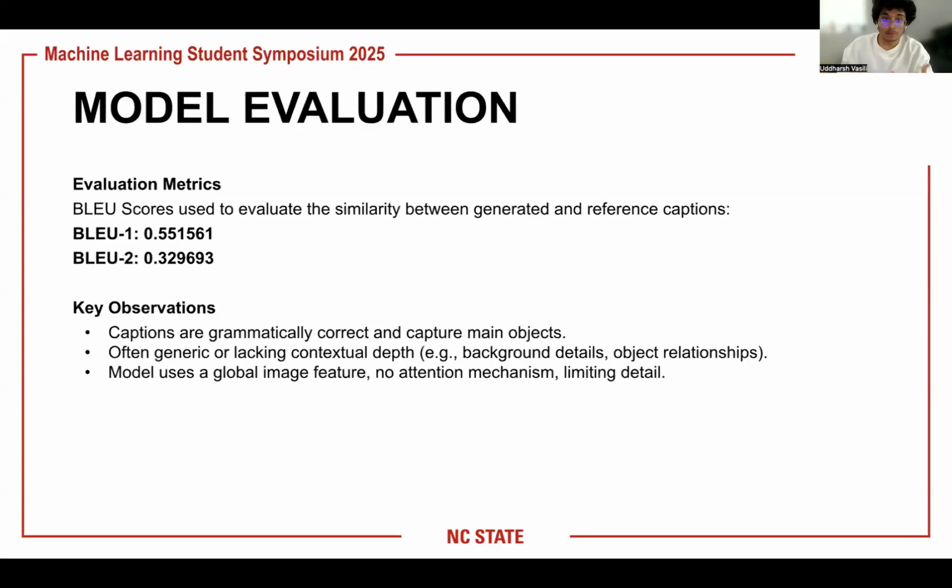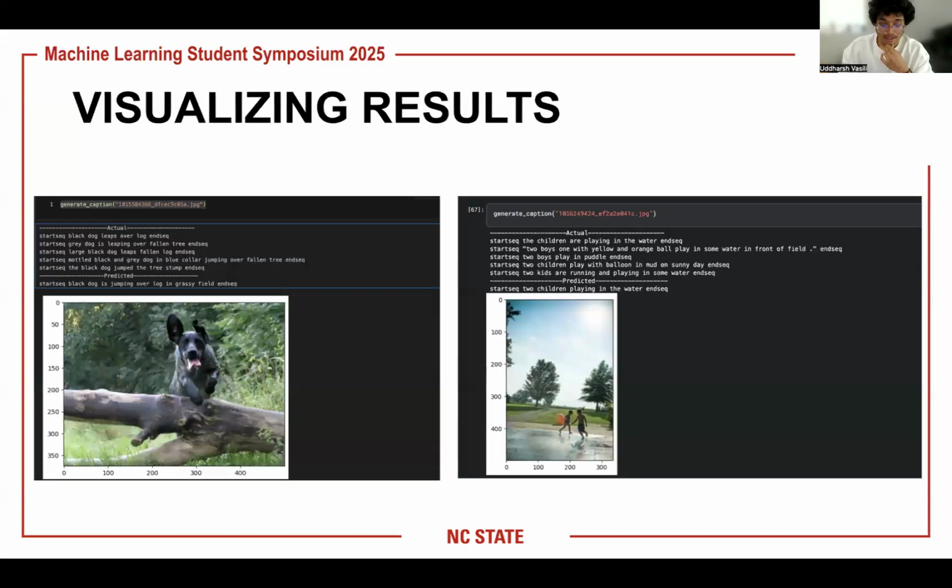Talking a bit about the model evaluation, we used BLEU scores to evaluate how closely the generated captions were to human written ones. We observed that the model performed well on grammar and basic object detection, but could be improved when it comes to fine details, likely due to the absence of an attention mechanism. So, as you can see, the captions mostly make sense and describe key objects. However, they sometimes miss contextual depth, like the background or relationships between objects.